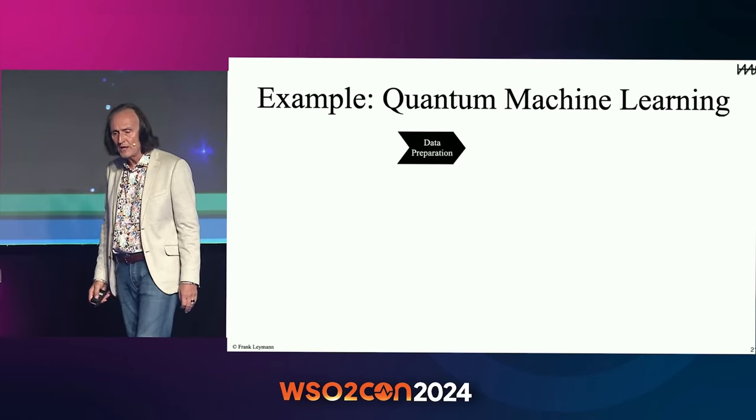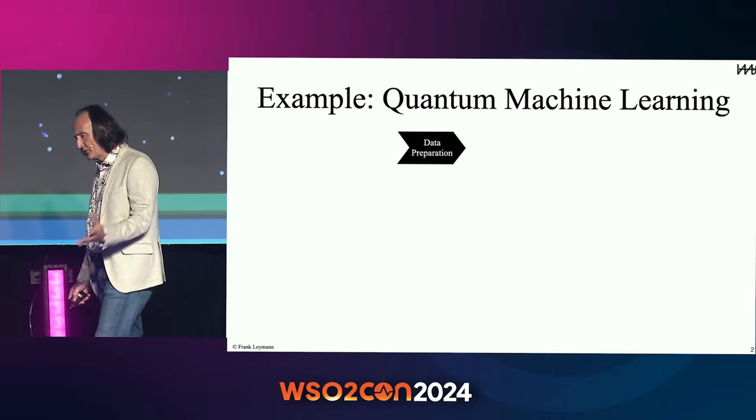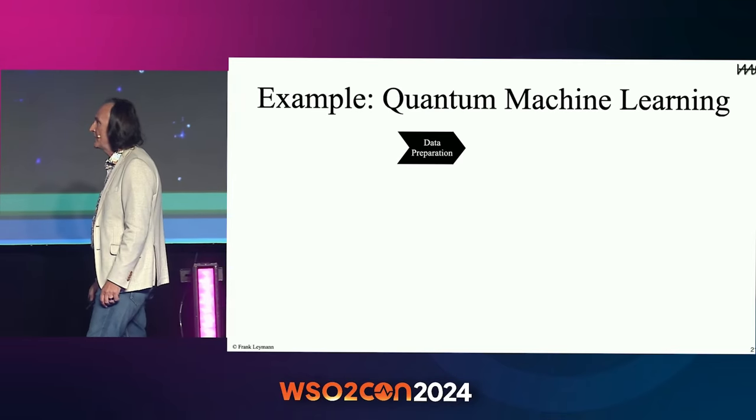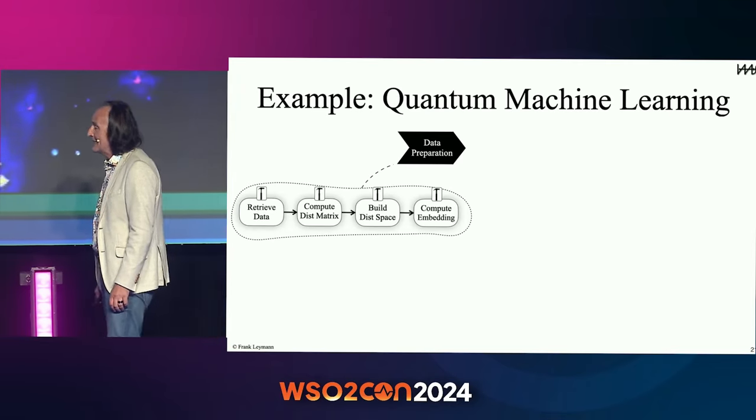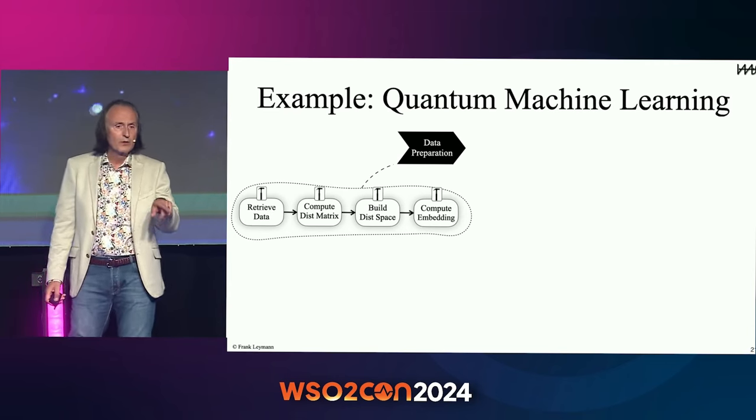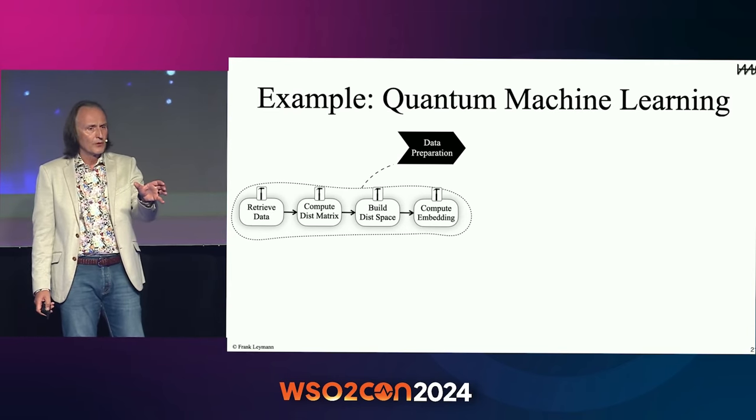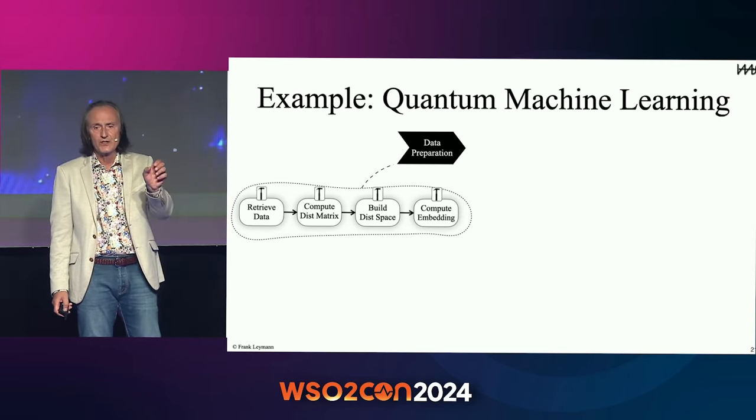In quantum machine learning, I give you just a real-world example. Quantum machine learning, you need to do data preparation. Data preparation is already a workflow. So you read data from a database. Typically, this data is textual data.